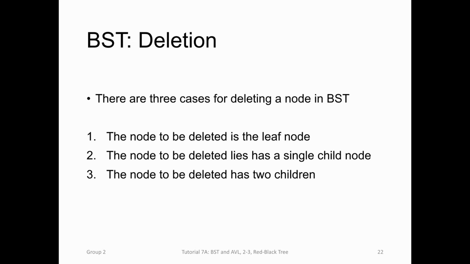Then we see the deletion operation. There are 3 cases for deleting a node in the binary search tree. First, the node to be deleted is a leaf node. Secondly, the node to be deleted has a single child node. Thirdly, the node to be deleted has 2 children.